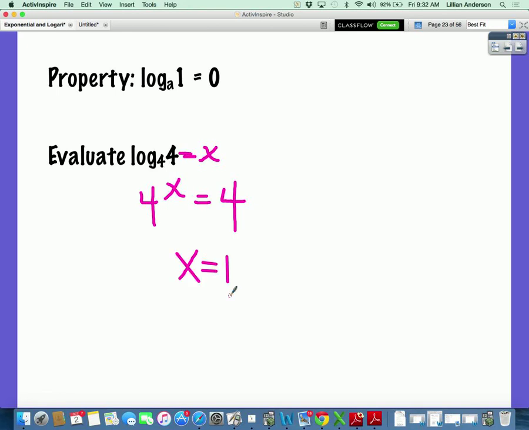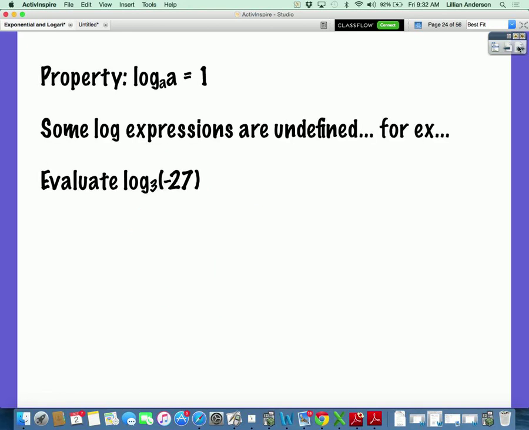This is another property that I want you guys to get down in your notes, okay? So any log that has the same base with the same number will equal 1, okay? So that's another property I want to make sure you guys add to your notes. Log base a of a is equal to 1, okay? Kind of like they cancel each other out. Now realize some log expressions are undefined, okay? For example, let's look at this one. It says log base 3 of negative 27.